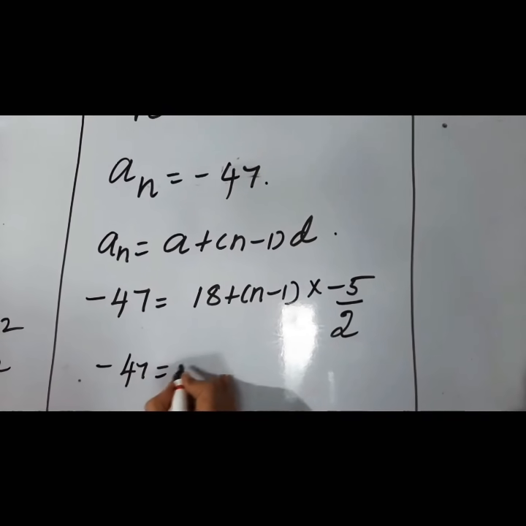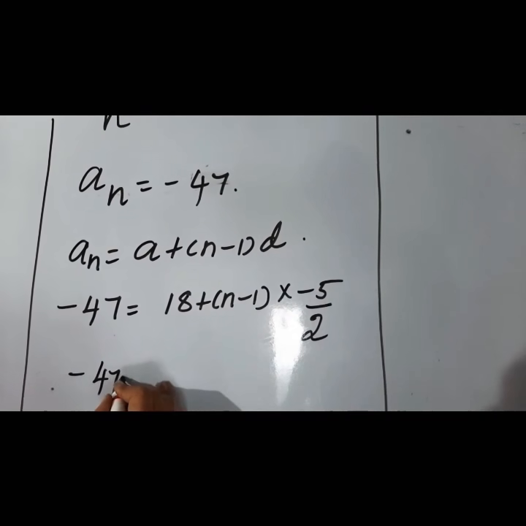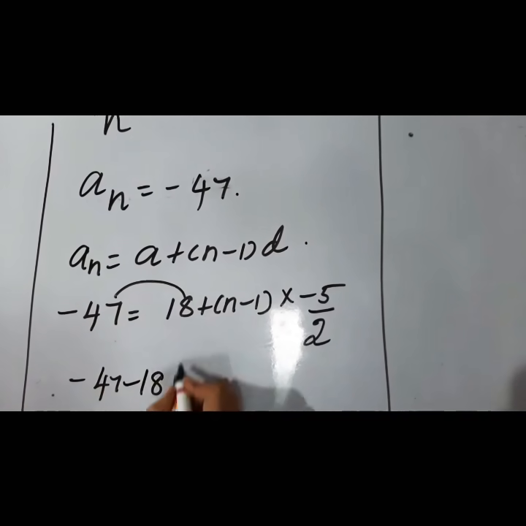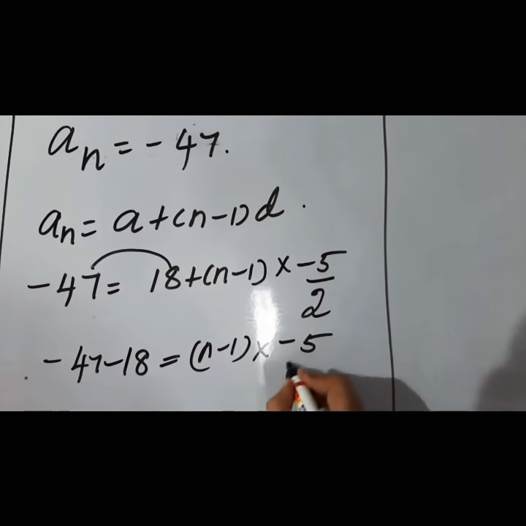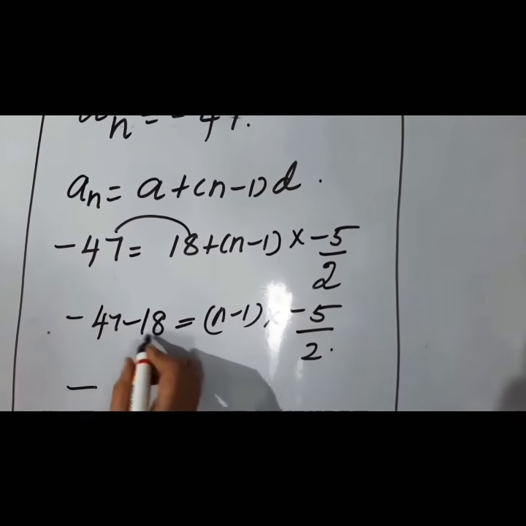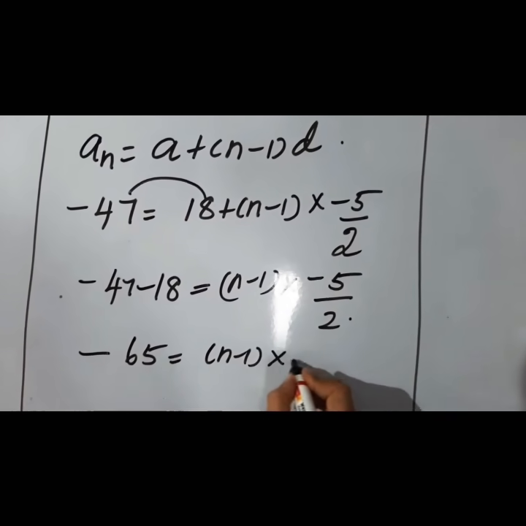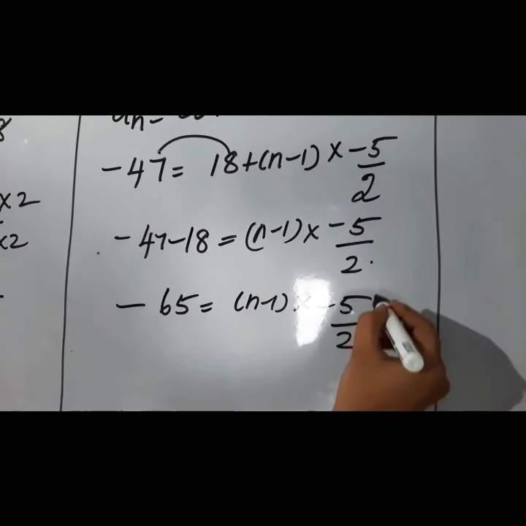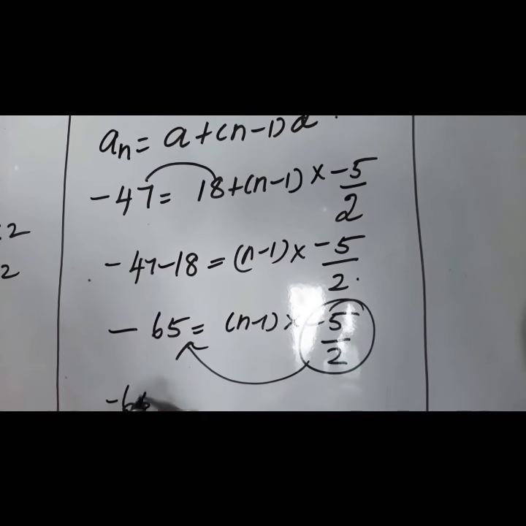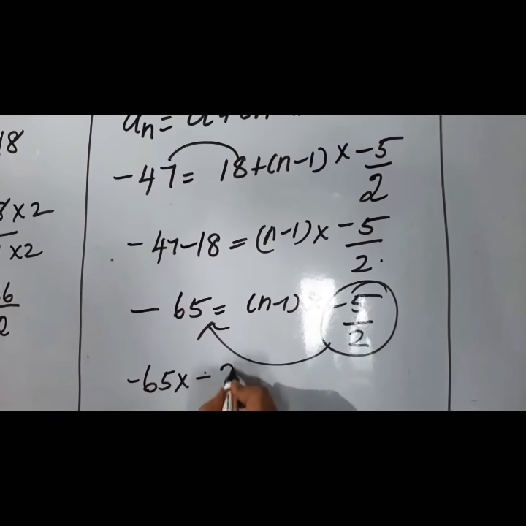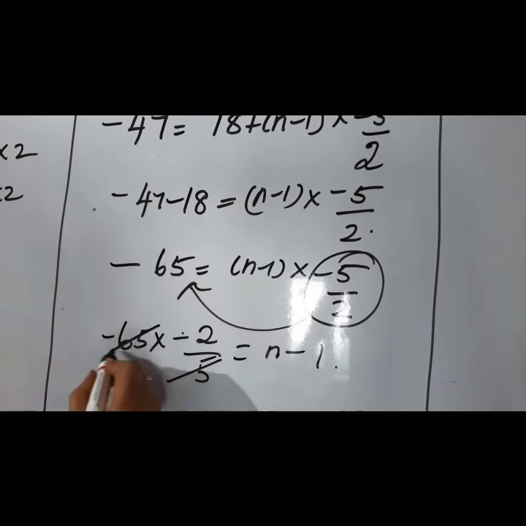Minus 47 is equal to 18 plus (n minus 1) into minus 5 by 2. Transpose 18 to the other hand side: minus 47 minus 18 equal to (n minus 1) into minus 5 by 2. Minus 65 is equal to (n minus 1) into minus 5 by 2. Transpose minus 5 by 2 also to the other hand side. Minus 65 into minus 2 by 5 equal to n minus 1.